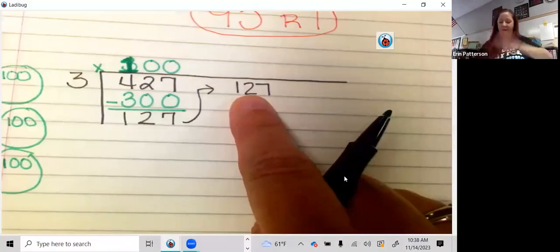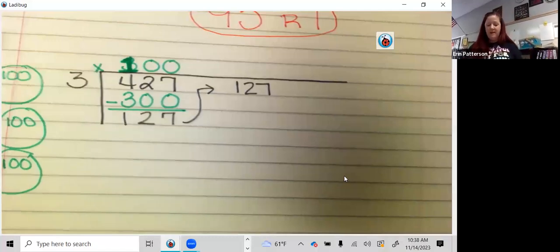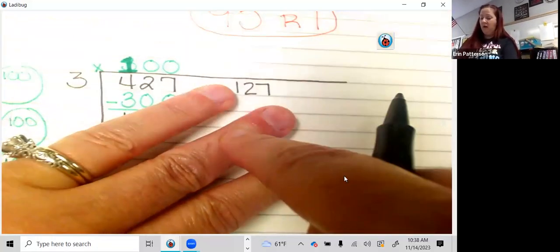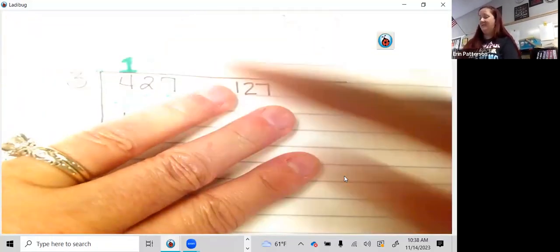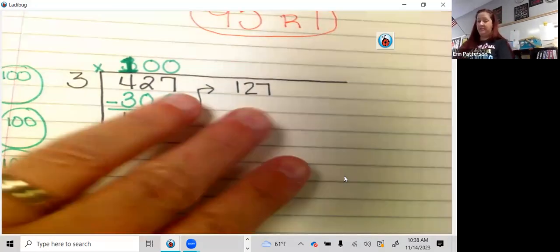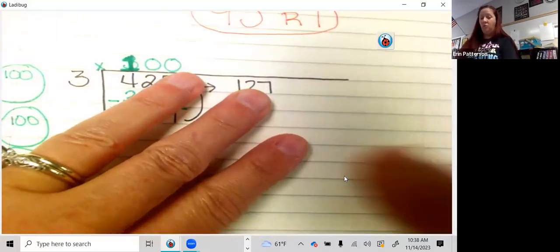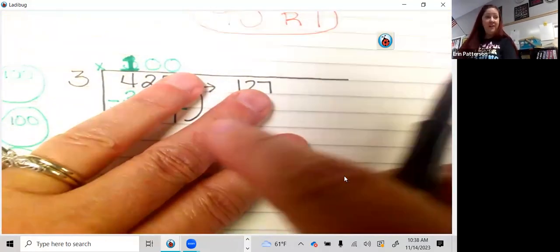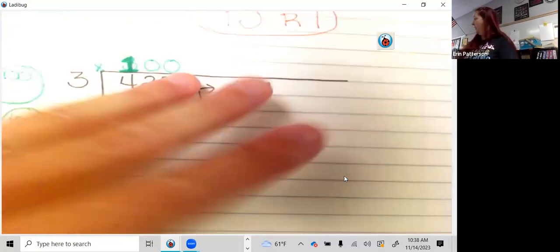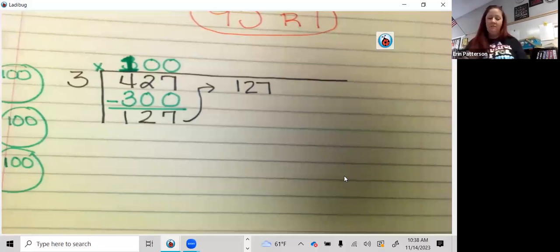So I look over at my friendly numbers again. My next one down is 50. Let's see. 50, 100, 150. Do I have enough? No. My next one down is 25. Let's see if we could do 25. 25, 50, 75. Could I do 25? Yes. So I'm going to write 25.